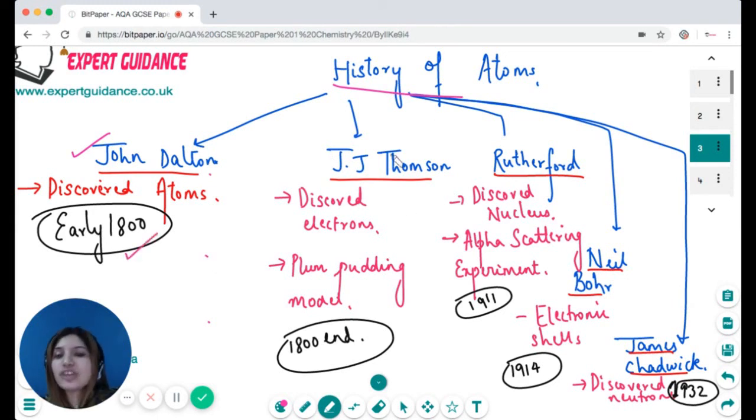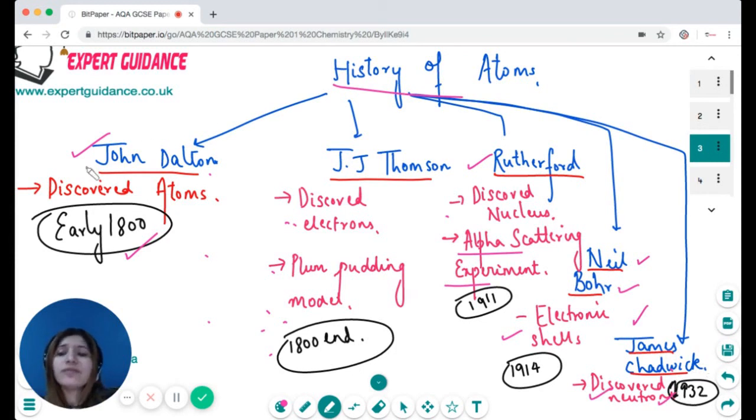Then came J.J. Thomson, who discovered electrons after Dalton, and he gave the Plum pudding model of the atomic structure. Then after J.J. Thomson came Rutherford. He discovered the nucleus by the alpha scattering experiment, and then came Niels Bohr, who gave the idea of electronic shells in 1940, and then finally came James Chadwick, who discovered the neutrons in 1932.